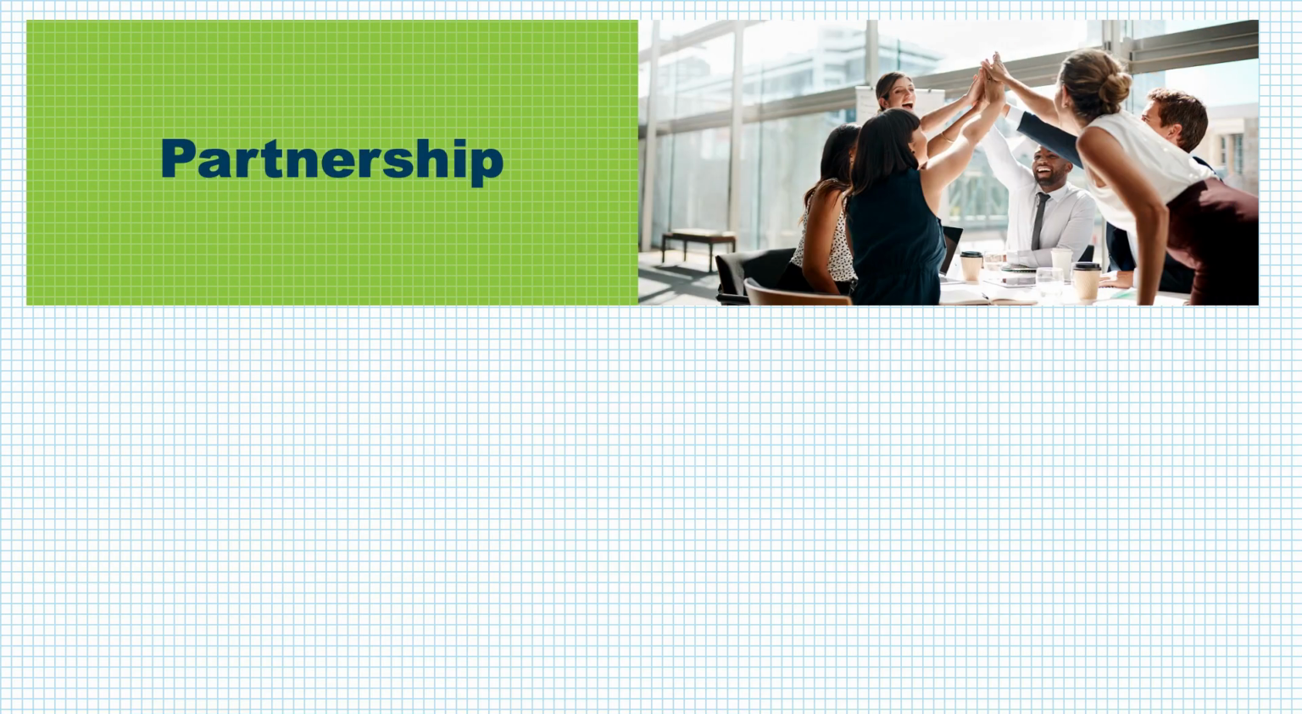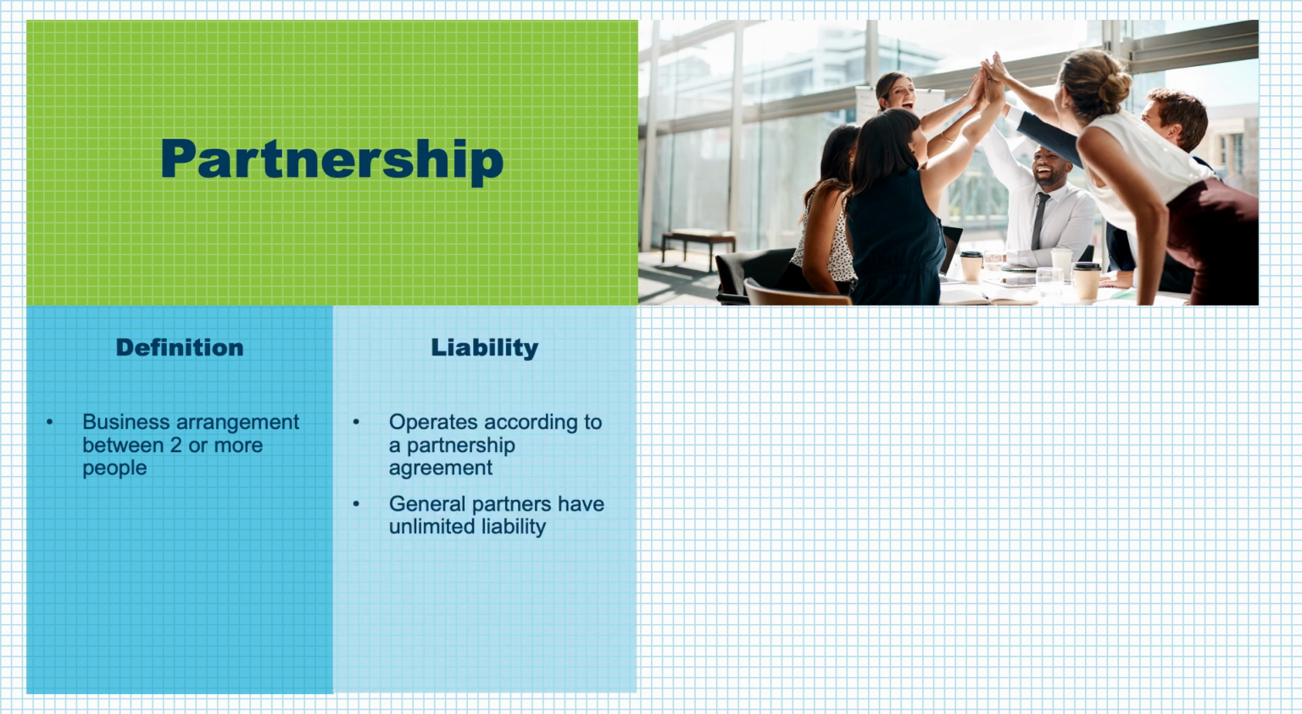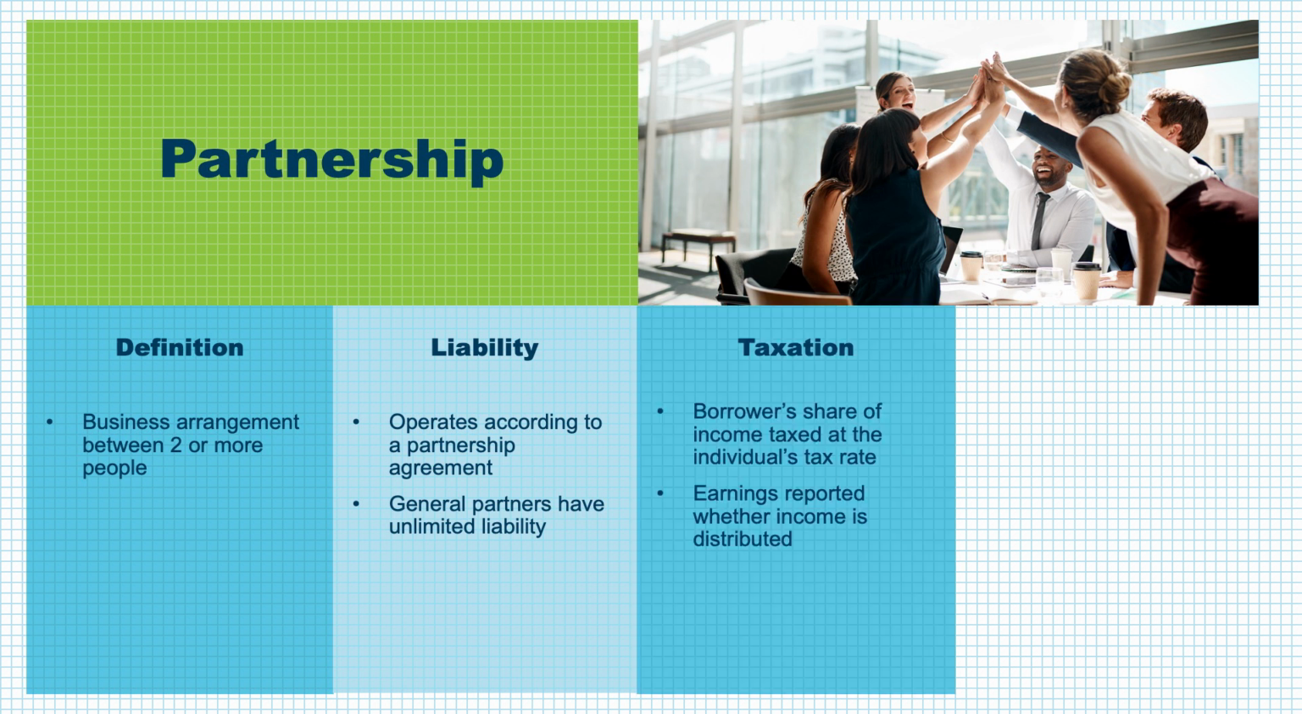A partnership is a business arrangement between 2 or more people called partners. The partnership will operate the business according to a partnership agreement. General partners have unlimited liability for the debts of the business. The partnership is considered to be a pass-through entity, meaning that the business will not pay the taxes. The borrower's share of the income will be taxed at the tax rates that apply to the individual.